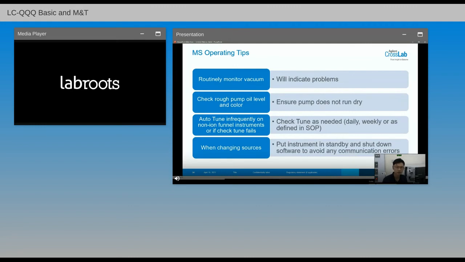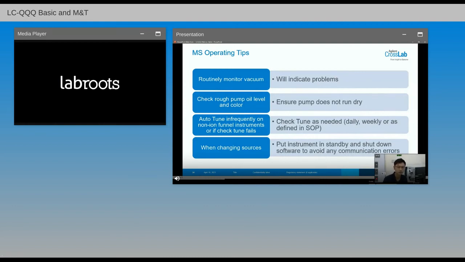Check tune as much as you need. It could be on a daily or weekly basis, depending on the SOP. Auto tune is, on the other hand, infrequent because usually we do it when we are facing some issues, and we hope that the auto tune can help you overcome them. Otherwise, it really means that we have to focus on the maintenance of the system or cleaning of the internal parts, beyond the capillary.